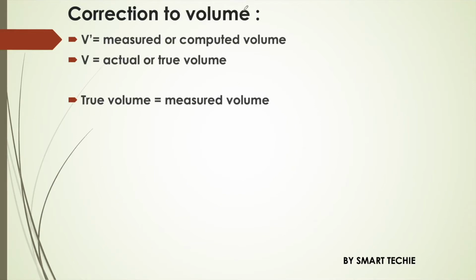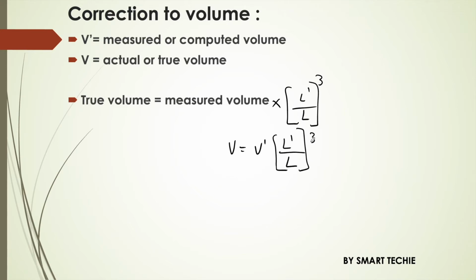So in the same manner, correction made to volume is: V dash is the measured volume and V is the actual volume, and true volume is equal to measured volume into L dash upon L, the whole cube, because there are 3 dimensions here. Then V is equal to V dash into L dash upon L, the whole cube. So this is the correction made to find the true volume of the calculations.